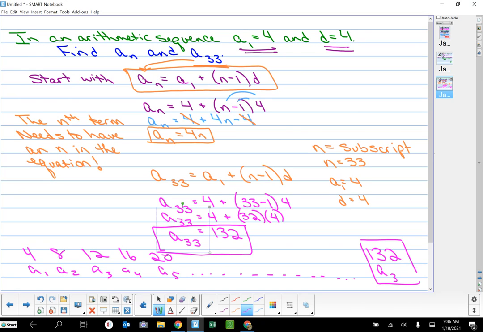So that's what's happening with a lot of these. You only have two formulas, A sub n, finding the nth term. Remember that A sub 1 is always your first term. N is the number of terms.